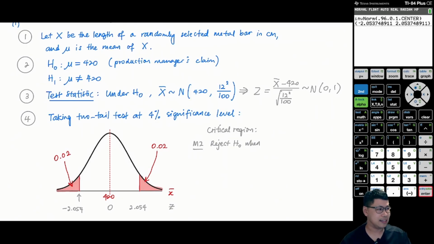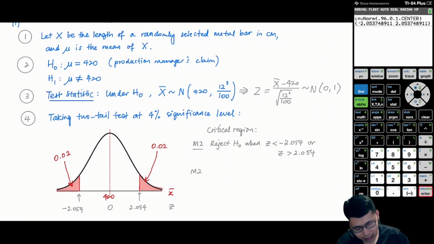Okay, so this is the critical region for the z-score. So I will reject h naught when z is less than negative 2.054, or when z is more than 2.054. Okay, so this is the critical value method, but using the z value.